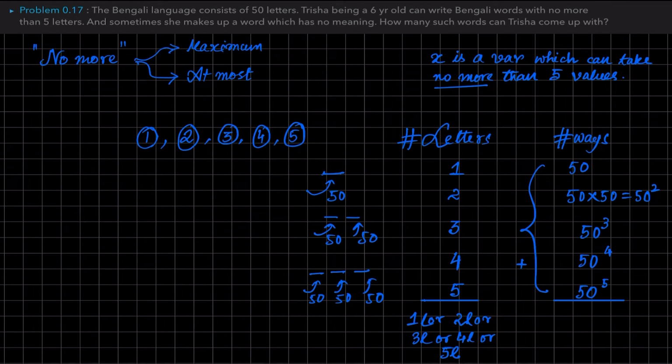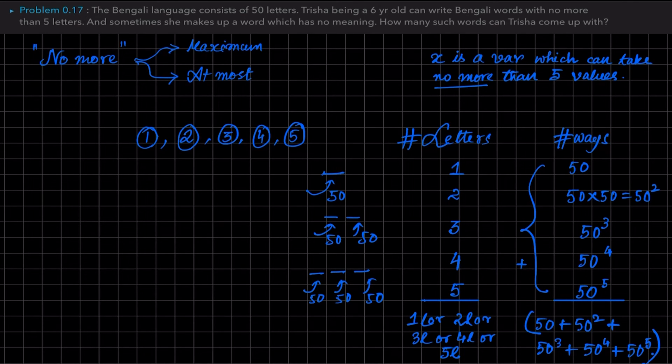So the total number of words that Trisha can come up with is 50 plus 50 squared plus 50 cubed plus 50 to the power 4 plus 50 to the power 5. This is the solution to this problem.